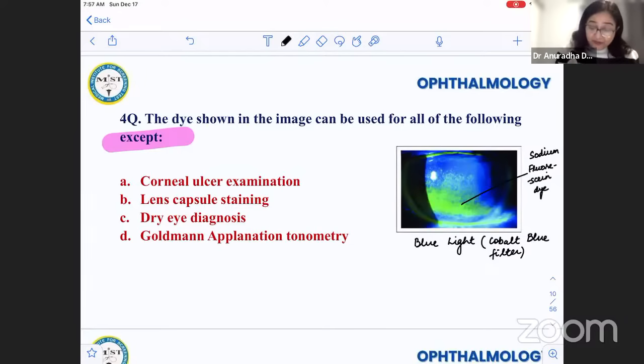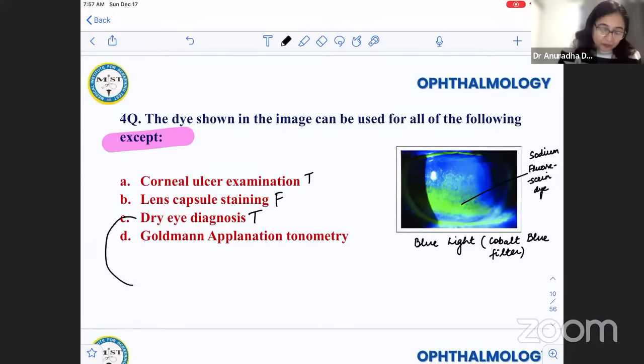Corneal ulcer examination. Yes, that is true, because fluorescent dye will stain the area of the epithelial ulcer. Wherever corneal epithelial cells are absent due to ulceration or abrasion, fluorescent dye will stain that. Lens capsule staining. So this is false, beta. Lens capsule staining is not done with sodium fluorescent dye. Dry eye diagnosis. Yes, fluorescent dye is one of the dyes used for dry eye diagnosis.